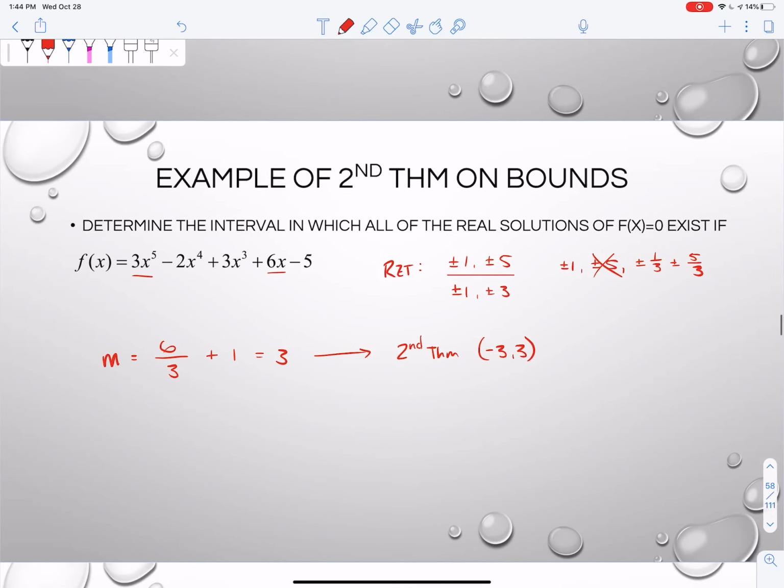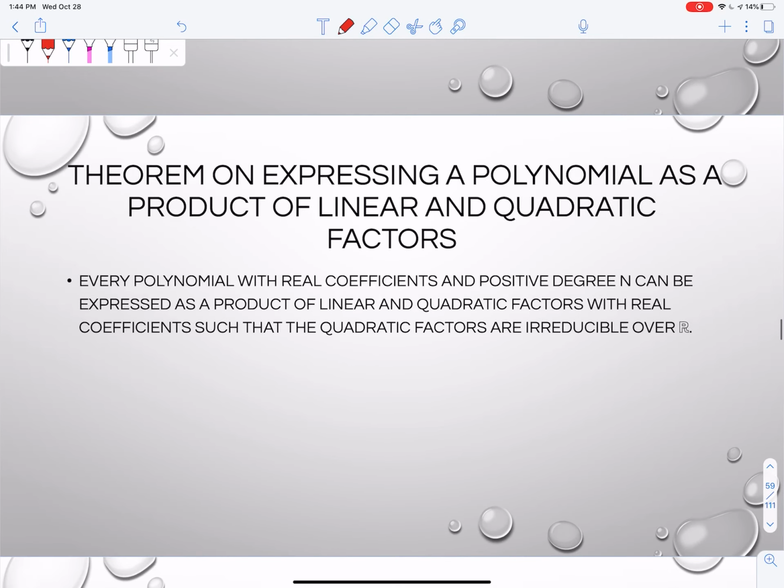Next thing we have, and again, this one here is kind of nice to know, but not necessarily one that we're going to use and have to be able to quote, like rational zeros, first theorem on bounds, and second theorem on bounds for that matter.